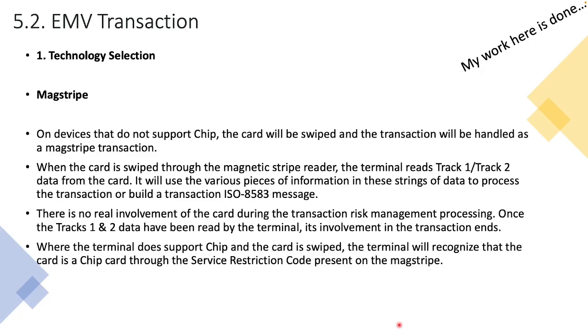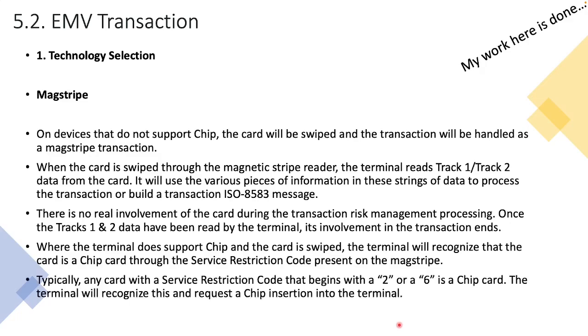Just bear in mind, we did talk about service restriction codes in the EMV issuing videos. If the card is set up with a service restriction code that indicates that it's a chip card and you swipe it, the terminal will say, "No, hang on, it's a chip card. Please insert the card." Typically, a service restriction code starting with a 2 indicates that this is a chip card.